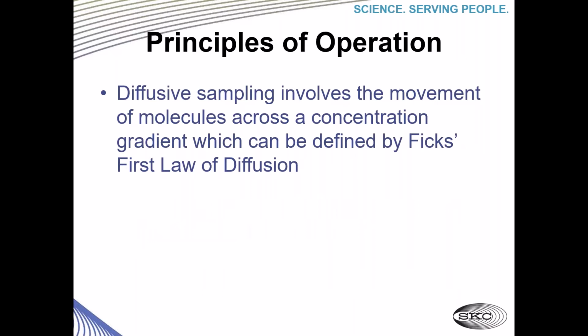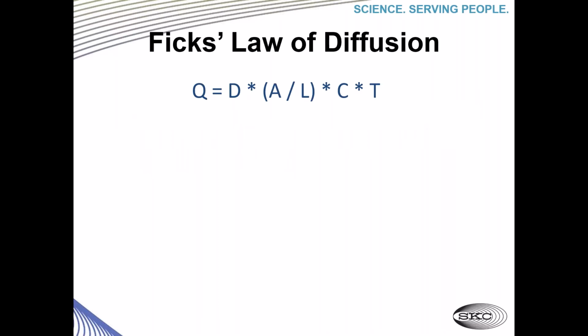The principle of operation. Diffusive sampling involves the movement of molecules across a concentration gradient, which can be defined by Fick's first law of diffusion. Fick's first law of diffusion is a big formula where Q is equal to D times A divided by L times C times T. Q would be the amount of chemical collected on the passive sampler.